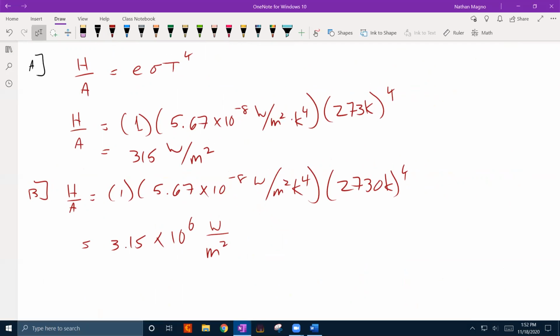All right, so as you can see, if you just increase the temperature by a factor of magnitude of 1, this goes up. So basically the power output, or the amount of radiation, changes quite drastically based on the temperature. So any questions on this? I know it wasn't too exciting of a problem.